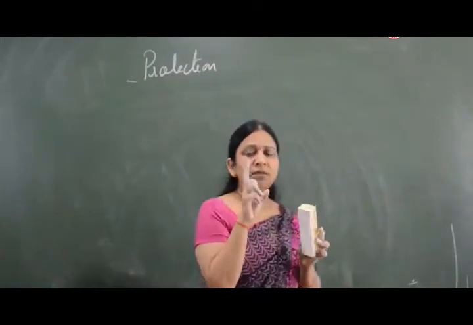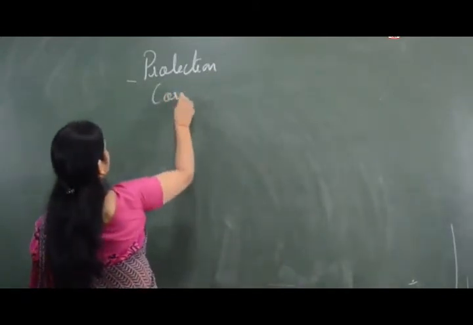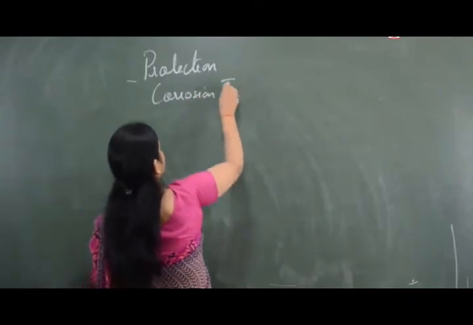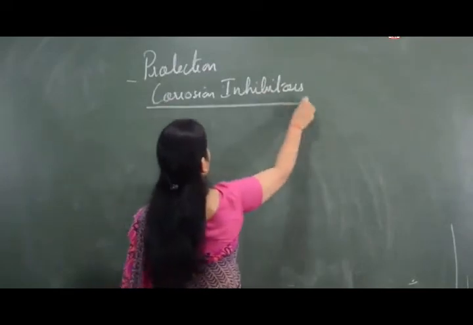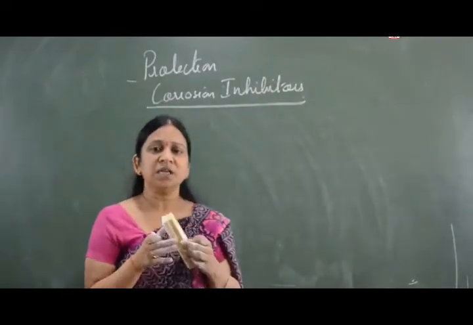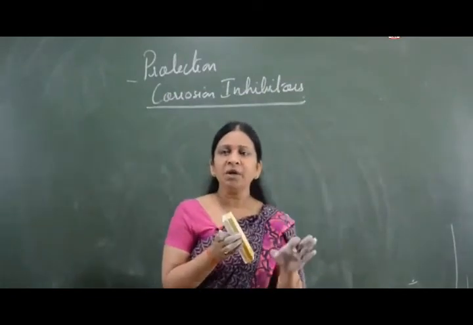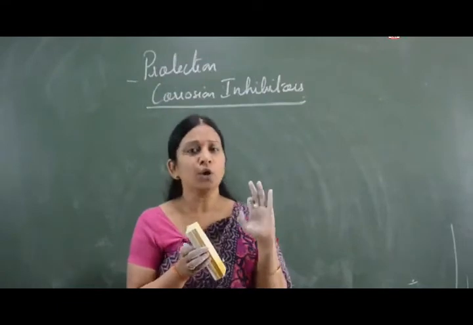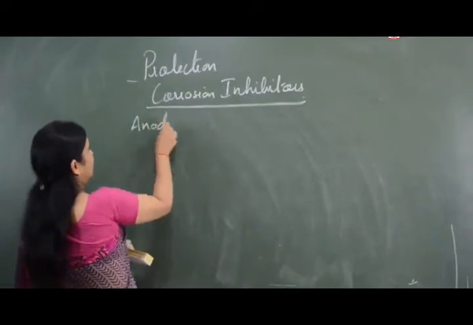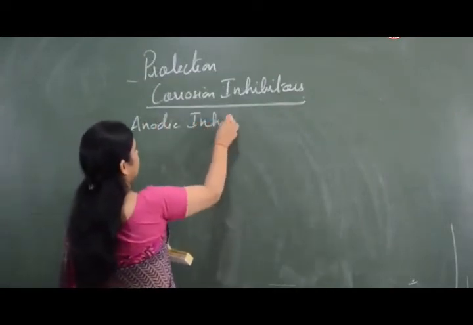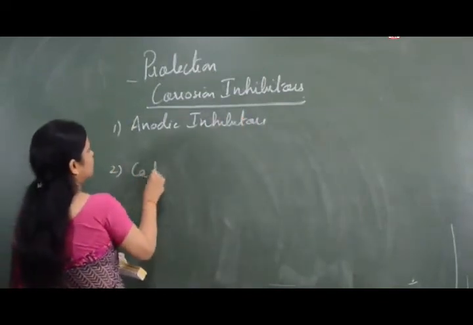Now we have one more method for protecting against corrosion, and that is corrosion inhibitors. Corrosion inhibitors are substances which, when added to the corrosion environment, inhibit corrosion or decrease the rate of corrosion. They are of two types, anodic inhibitors and cathodic inhibitors.